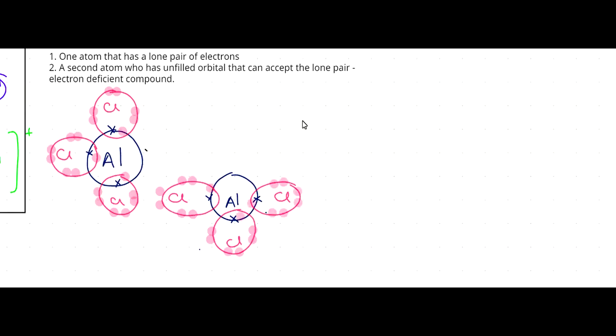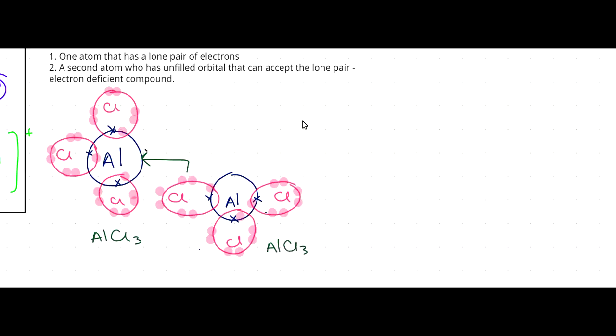Now, what is going to happen? Chlorine is going to say, listen, I have a lone pair of electrons, so why don't you go ahead and I will share my lone pair of electrons with you. So we have two molecules of AlCl3, two molecules of aluminium chloride.